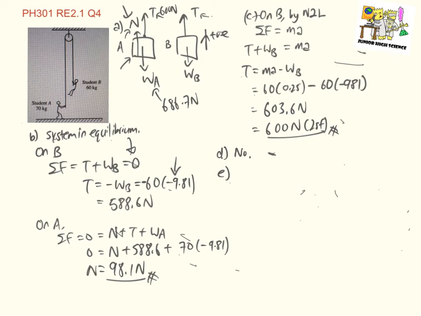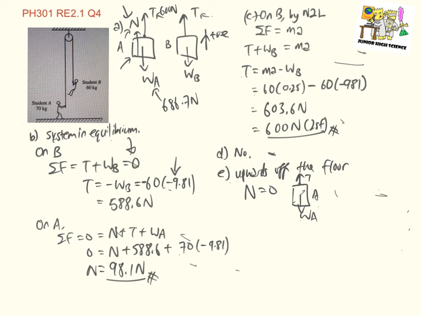When the question says that student A is lifted upwards off the floor, we need to recognize that on student A, this means normal contact force is 0. The floor is no longer supporting student A. So essentially on A, you only have tension force, which was drawn wrongly. It should start from here, tension force, and also the weight of student A. And these are the only two forces acting on student A when student A is lifted upwards off the floor.